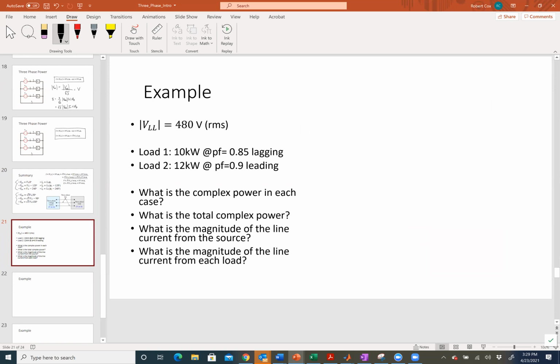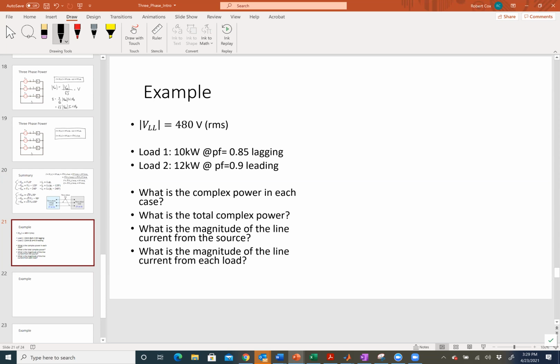All right. So let's do this problem, a lot like problem 6. I'm told that the line-to-line voltage is 480 volts RMS. Not told anything about the angle, and I don't really care. I've got the line-to-line voltage, and I'm told that I've got 2 loads. Load 1 is 10 kilowatts at a power factor of 0.85 lagging. Load 2 is 12 kilowatts at a power factor of 0.9 leading. And I want to know the complex power in each case.